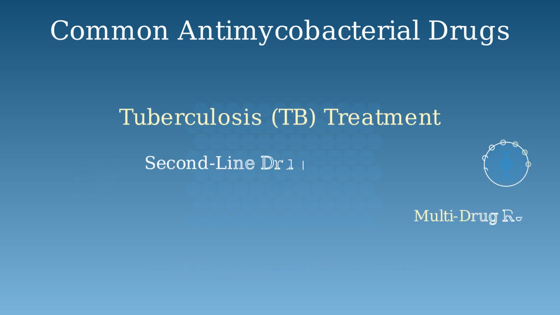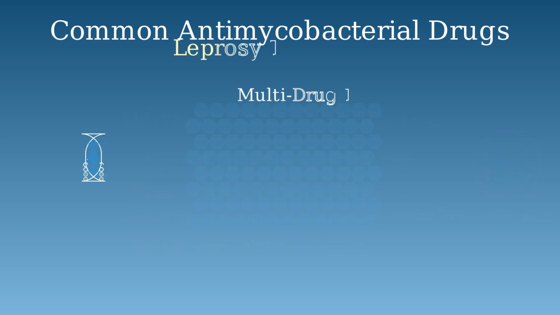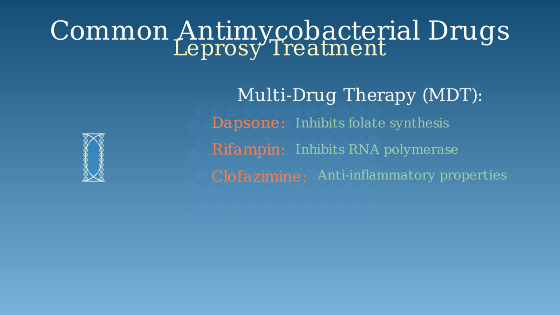For multi-drug-resistant tuberculosis, or MDR-TB, second-line agents become necessary. These include fluoroquinolones, which inhibit DNA gyrase, aminoglycosides, which inhibit protein synthesis, and newer drugs like bedaquiline, which targets ATP synthase. Leprosy treatment relies on multi-drug therapy, with different regimens based on clinical classification.